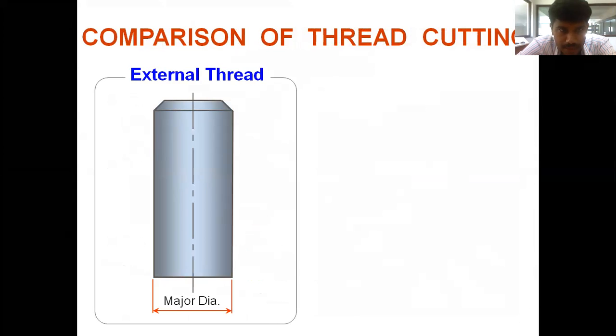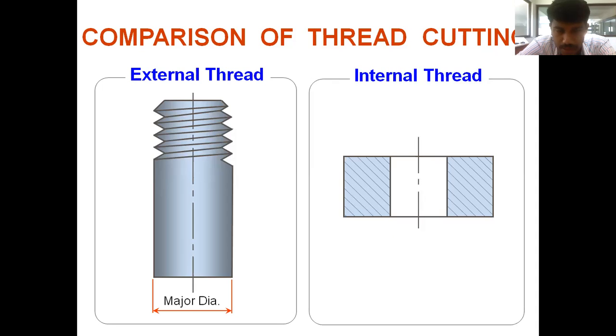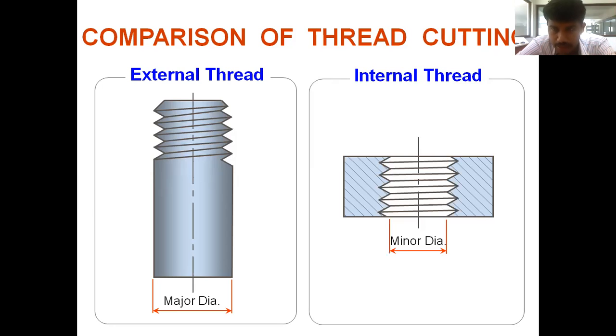So measure diameter, start from there. You can see here how it is being started, step by step. Here it comes to the internal thread. The minor diameter is taken out, and the crest is there. You can see over here. Hope you are getting these things.